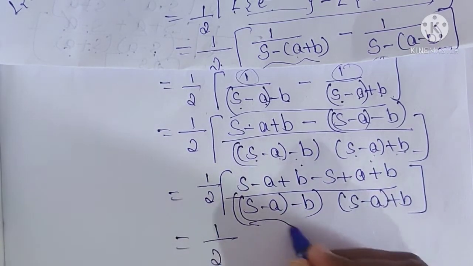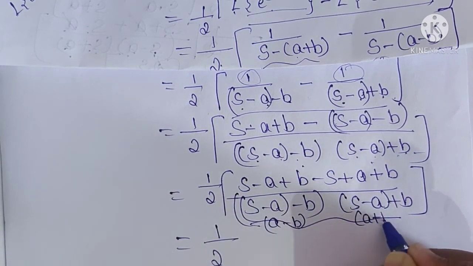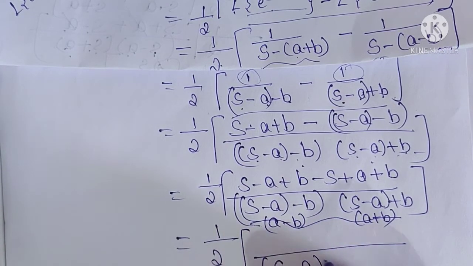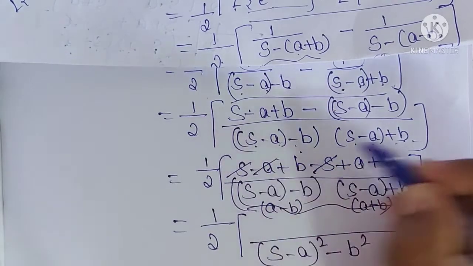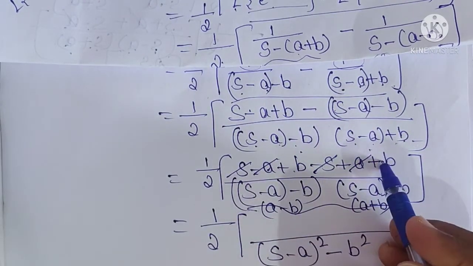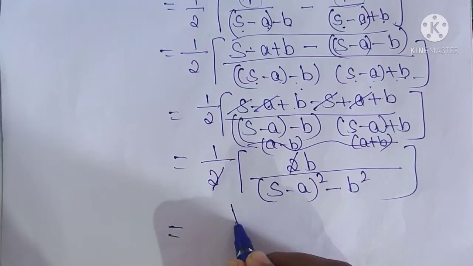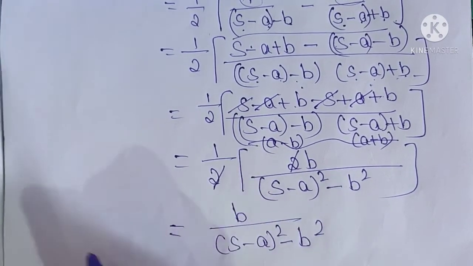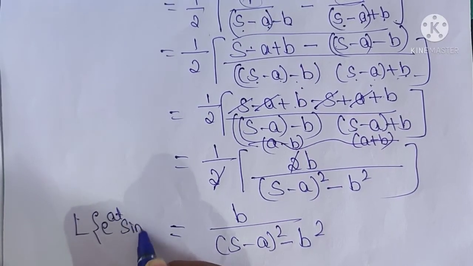1 by 2 into this term is of the form a minus b into a plus b. A minus b into a plus b is a square minus b square. Then this can be written as s minus a whole square minus b square. Here minus s plus s get cancelled, minus a plus a get cancelled, remaining b plus b is 2b. 2 gets cancelled, remaining b divided by s minus a whole square minus b square. This is the Laplace transformation of e power at sin h of bt.